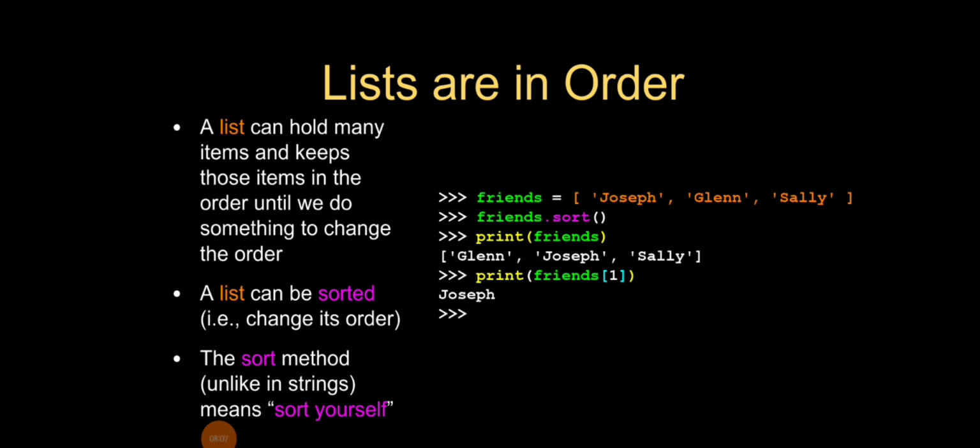So here now we are using a sort method. We are going to sort the list. So friends.sort(). Now we are printing the friends. So it will be sorted in alphabetical order. So Glenn will be first, then Joseph, and then Sally will be printed. In the next line we are now printing friends[1]. So the index value of 1 is Joseph. So here Joseph will be printed.